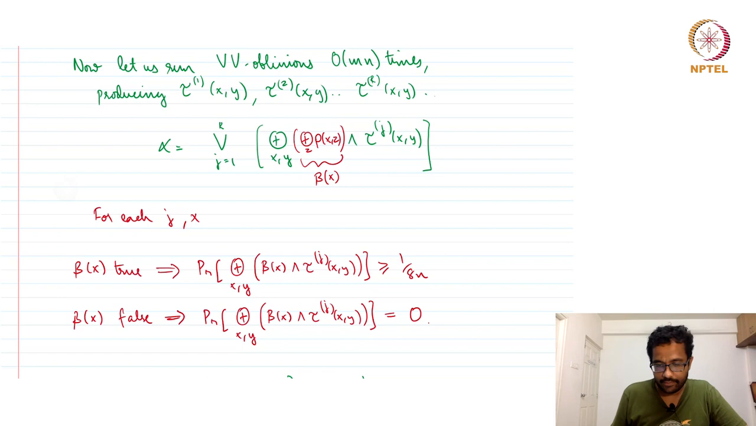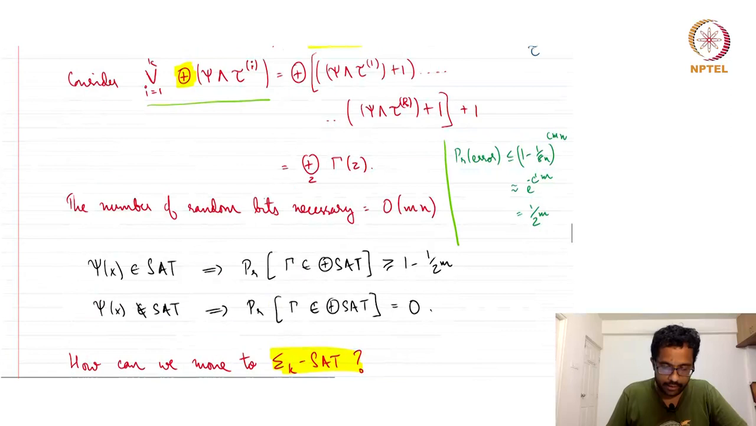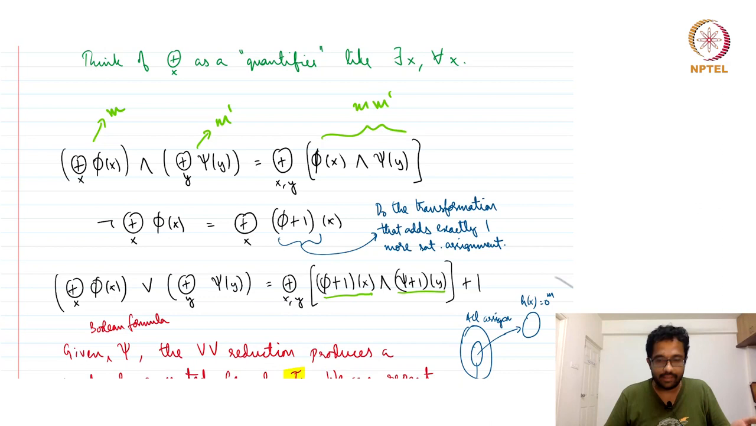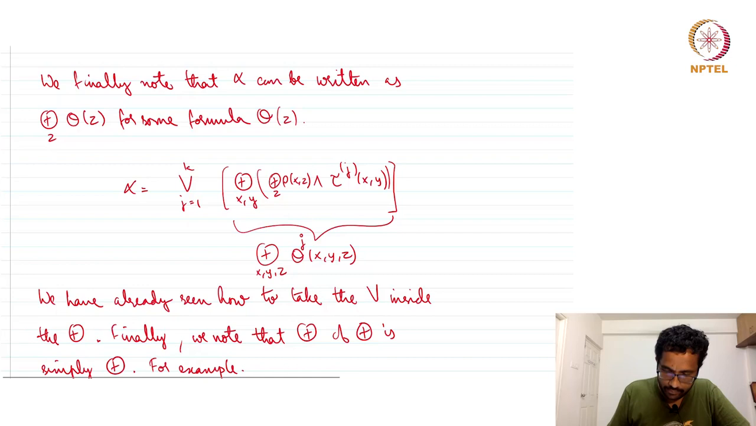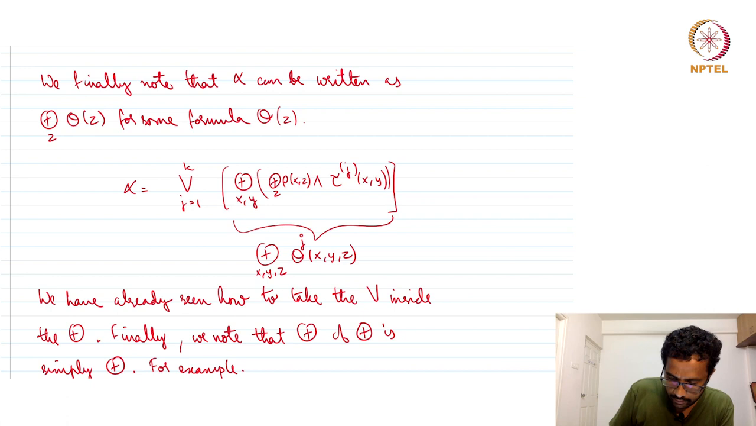This is not really that difficult to see, because we have already noted that we can do all these operations, we can do AND or negation, everything can be done in the parity world itself. So that is all that remains. So alpha is or of this parity of rho xz and tau j, and maybe it's simpler to write this entire highlighted thing as parity of theta j xyz.